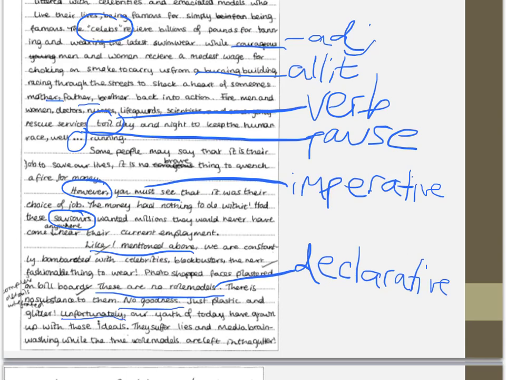Our youth of today have grown up with these ideals. They suffer lies and media brainwashing, while the true role models are left in the gutter. And they've used a metaphor here, a strong metaphor to get across their point of view that these true role models are having less respect than they.